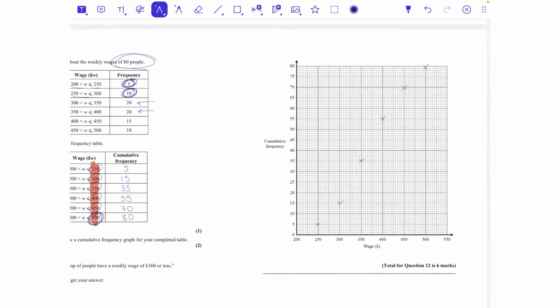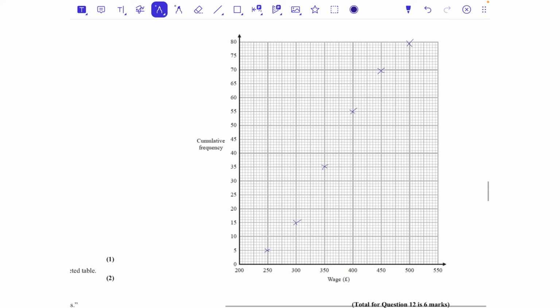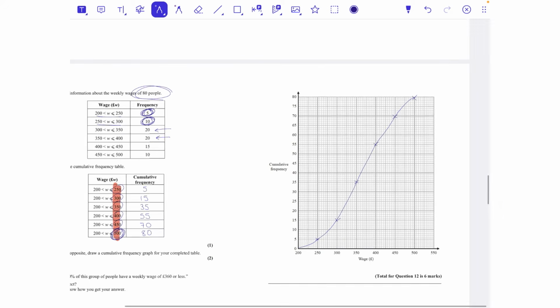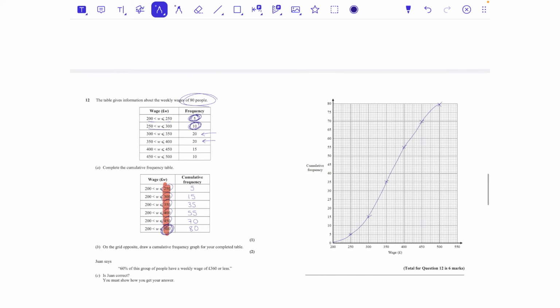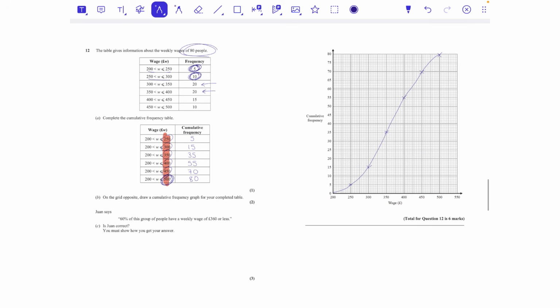And then we're just going to join that up with a nice smooth curve. So I'll do my best on my iPad. You'll have to forgive me if it's slightly wonky, but there we go. You can take it to 0 or not. Doesn't matter if you do or don't with the cumulative frequency. Frequency polygon, don't ever take it to 0, but cumulative frequency, they don't mind on GCSE if you take it to the origin. There we go.